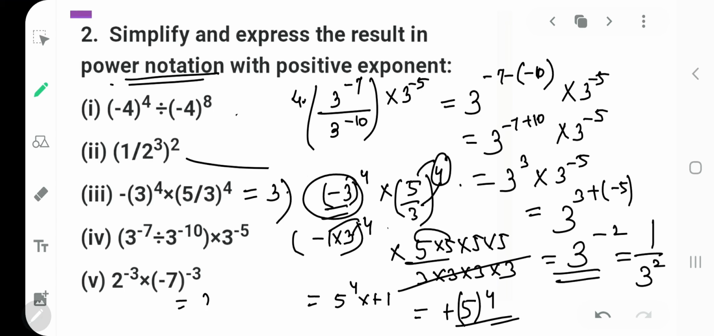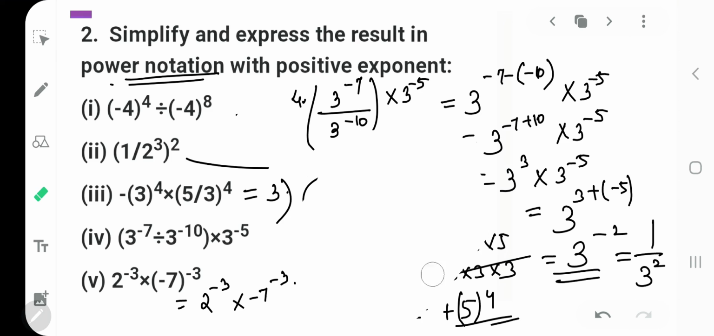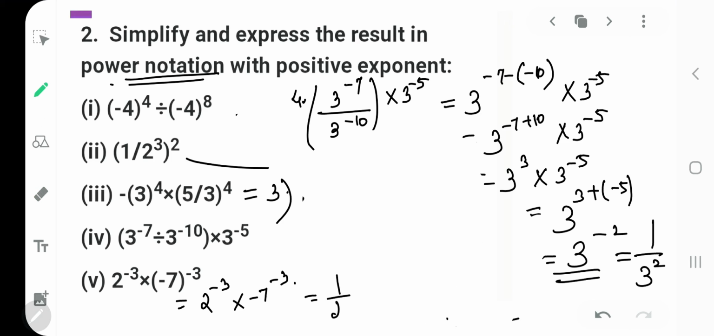Yes. So it is 2 raised to minus 3 into minus 7 raised to minus 3. My dear kids, you have to make them positive exponent by reciprocating them. So it will be 1 upon 2 raised to 3 into 1 upon 7 raised to 3.